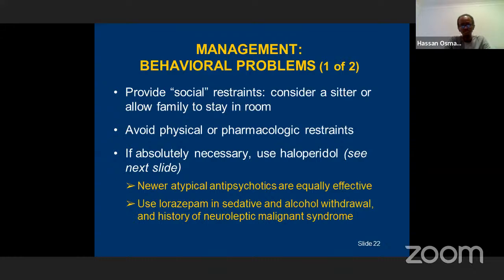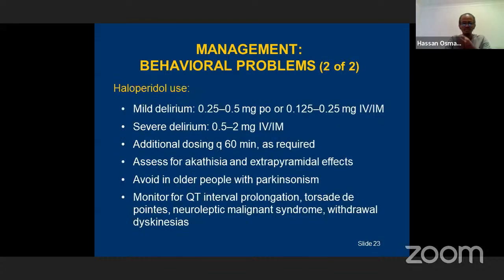Behavioral problem: provide social restraint, consider a sitter or allow family. Again, the family is of major importance when it comes to the management of the patient. If absolutely necessary, use haloperidol. So this is regarding the dose of haloperidol.